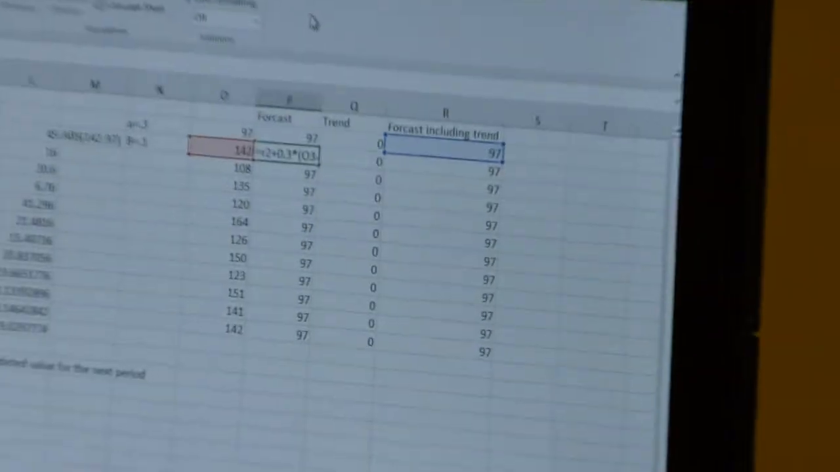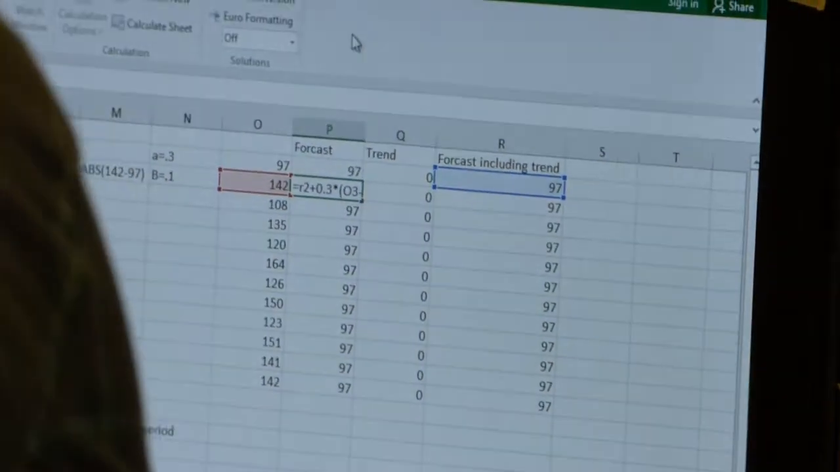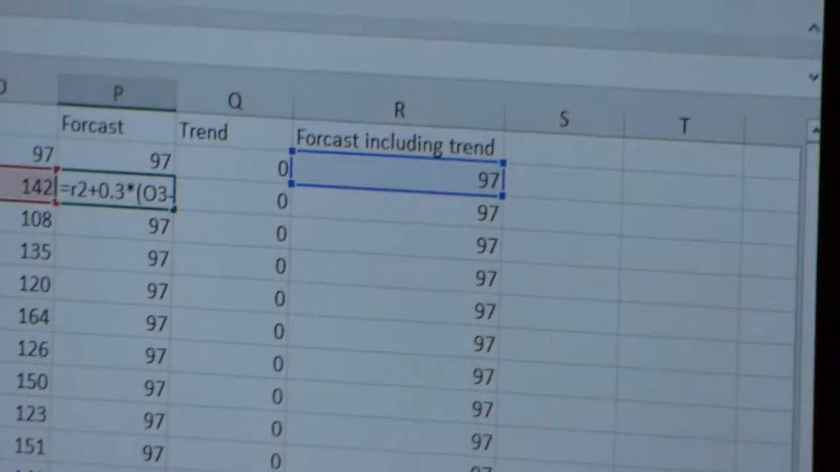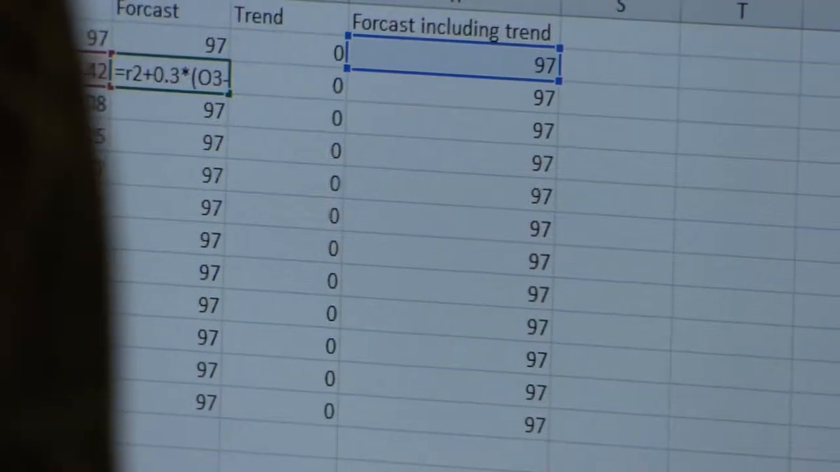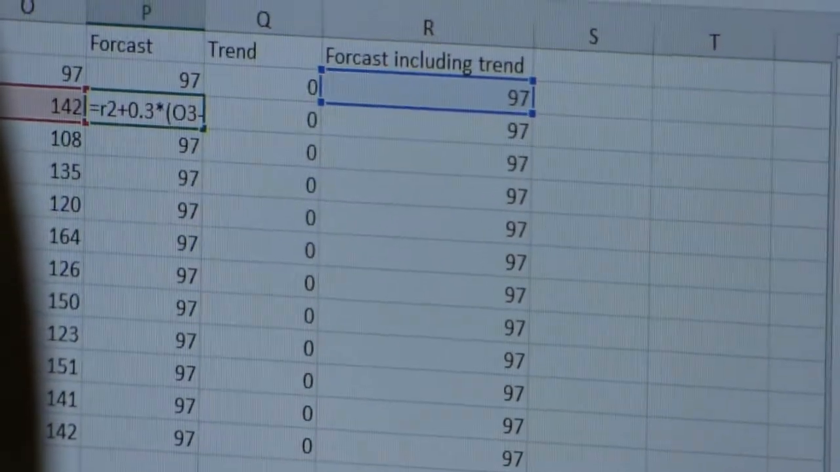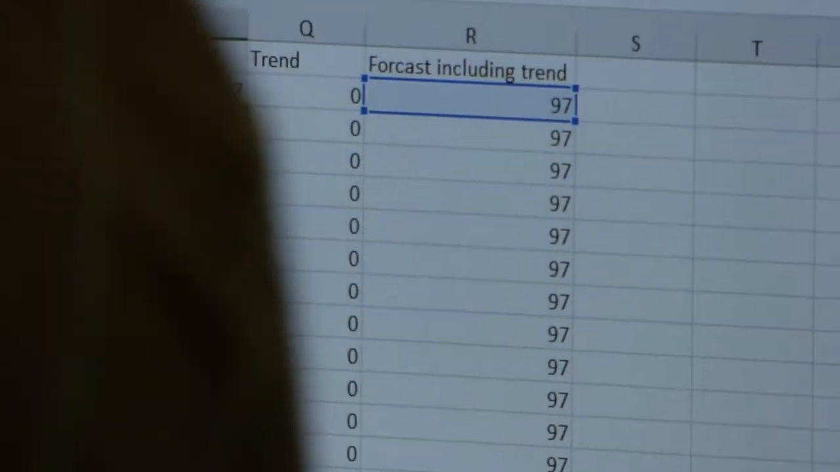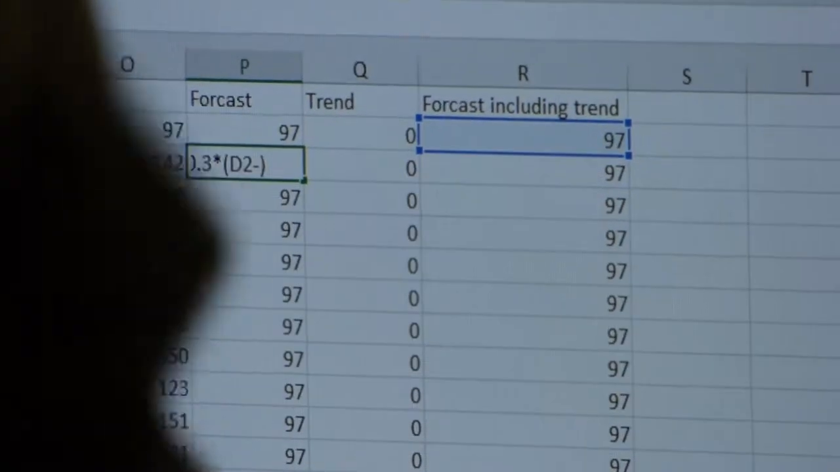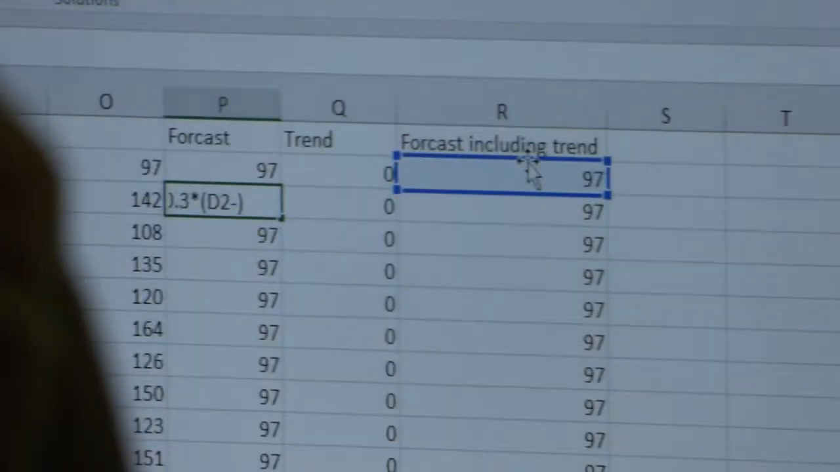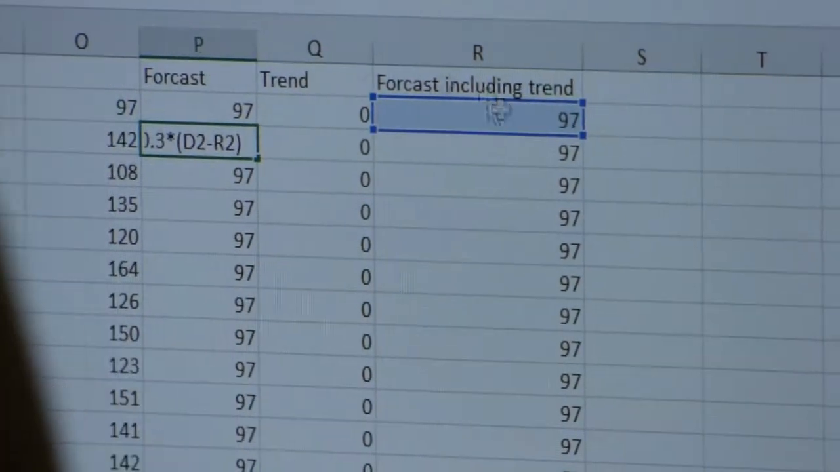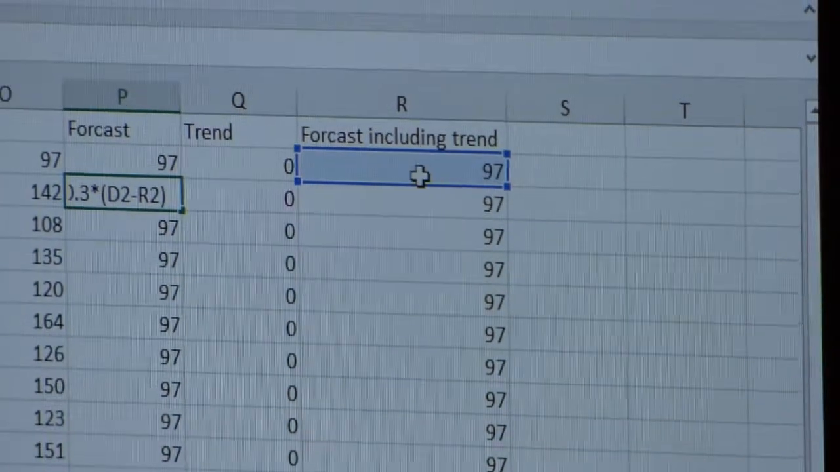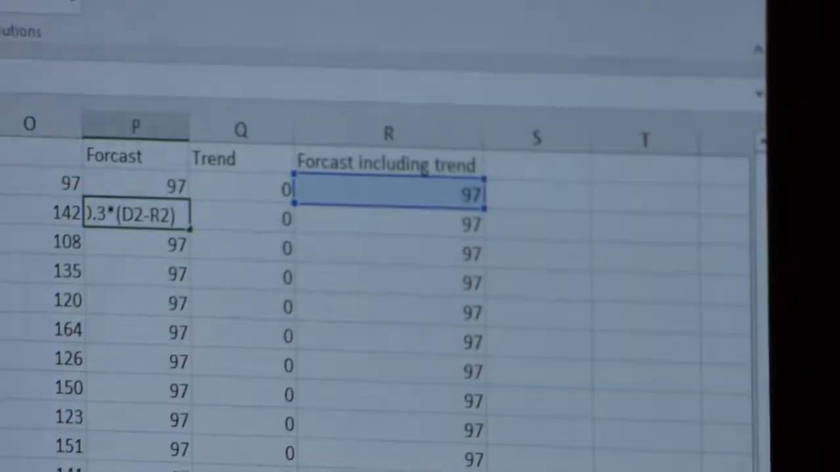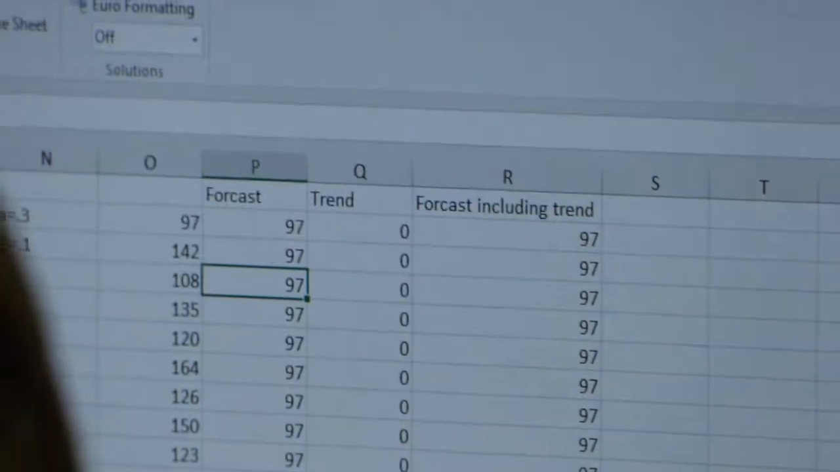So if you look in the middle column, previous fit plus 0.3, good, times A. A is the actual value, the previous actual value. So instead of this, that actual previous value was here, minus our previous fit, which will be here. Thank you so much. You see where the R2 is my previous fit, and the D2 is my A, T minus 1. So that's going to give us our update.